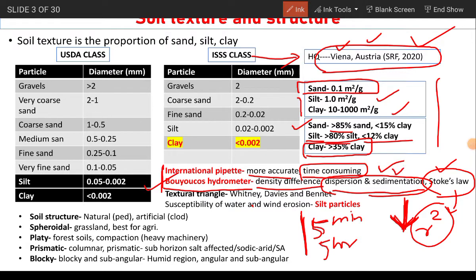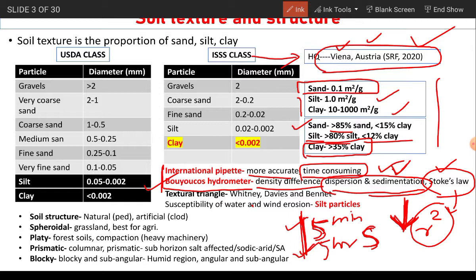Okay, it will start to settle down. So the first particle which will settle down is sand, followed by clay and silt. Okay, so based on that we have to take observation. From that observation with some calculation we can know the textural class of that particular soil.